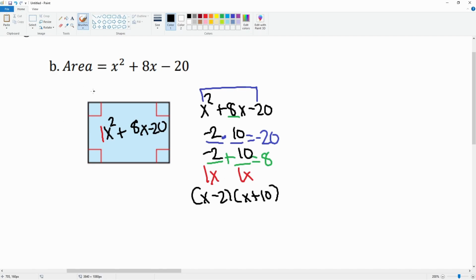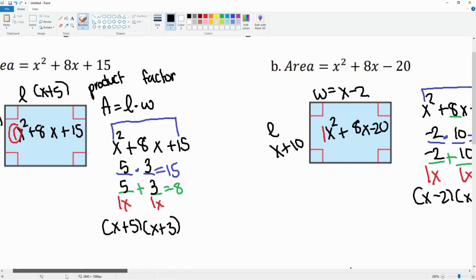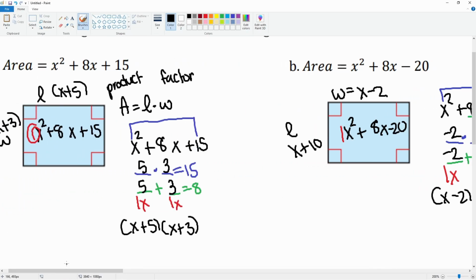So for this area, we can say that the width is x minus 2 and the length here is x plus 10. So there you go. That is how you find the length and the width of a rectangle. You just factor it.